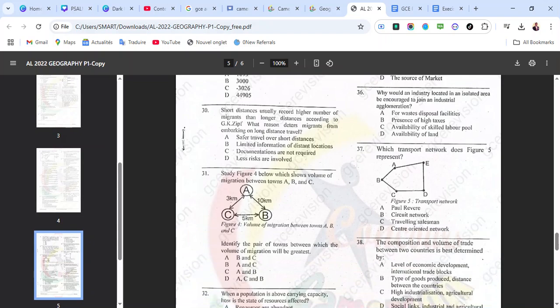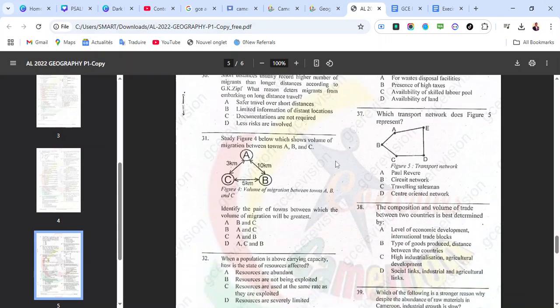Short distances usually record higher number of migrants than longer distances according to GCE. What reason deters migrants from embarking on long-distance journey? Correct answer is D. Less risks are involved.